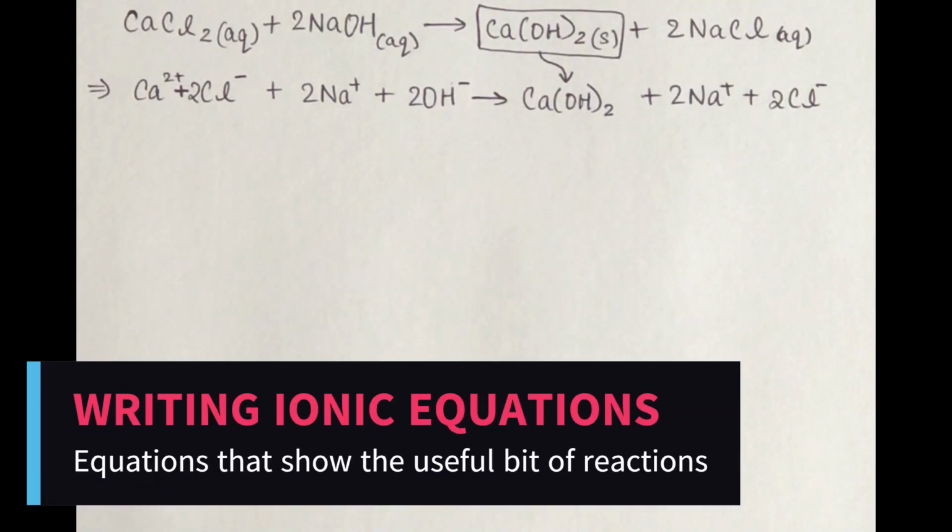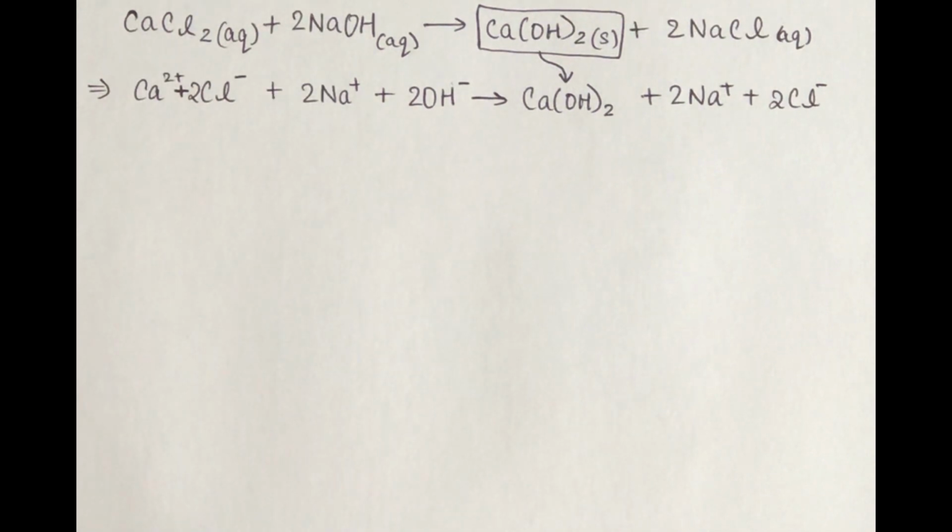Now you may be asked to write ionic equations as well. What are these ionic equations? These are equations that show the useful bit of reactions. So to write an ionic equation, you need to look at the balanced symbol equation. Take out and cancel any aqueous dissolved ions that are present on both sides of the equation. So you'll only look out for the aqueous ions.